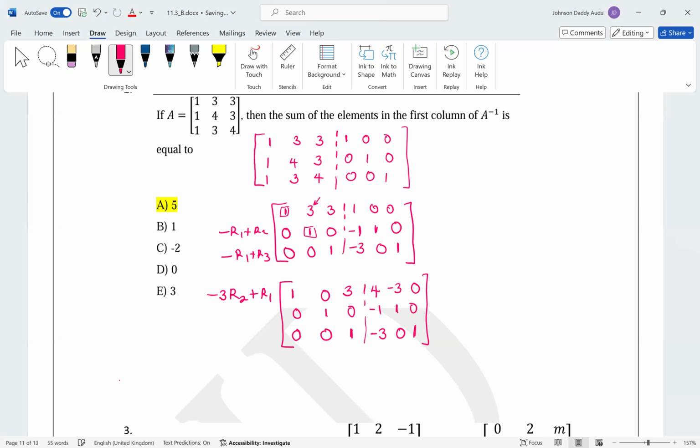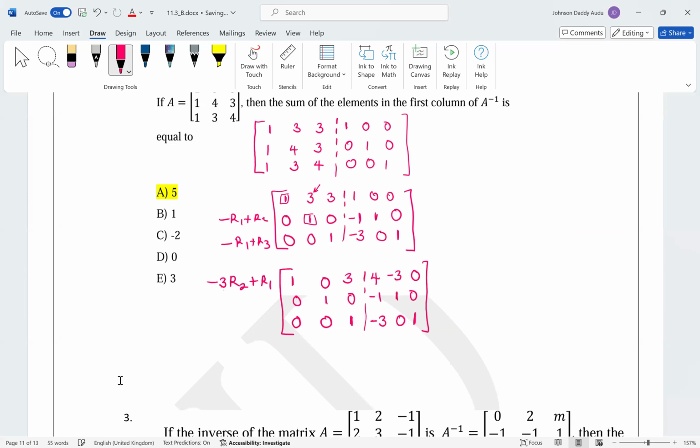Okay. So now, which one has to go? This now has to go to 0. So here we took this to 0, we took this to 0, we took this to 0. So this is going to be minus 3R3 plus R1.